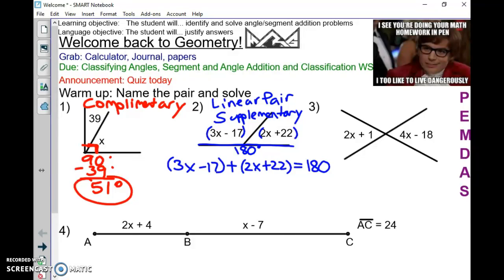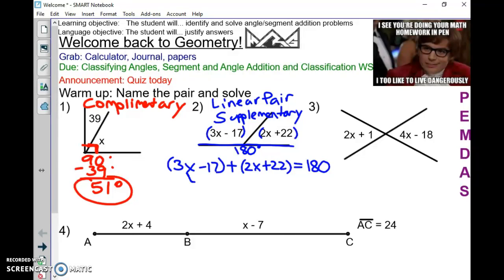Any questions with how I set that up? Today on the quiz, if you have something like this with two parts that make a straight line, that's how you're going to set it up. Part plus part equals 180. Now, on the left side of the equal sign, there's all this junk. It'd be nice if it was simpler, right? So we're going to simplify.